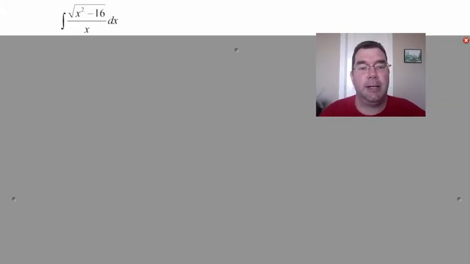Now let's talk about an example that looks like this. The antiderivative, or the integral, of the square root of x squared minus 16 all over x.